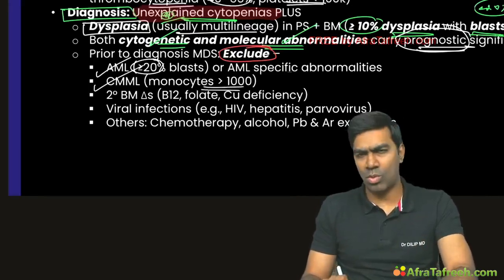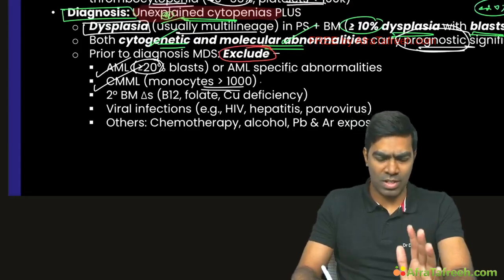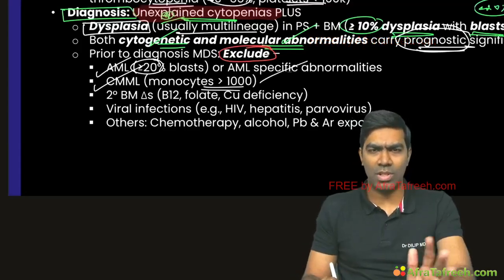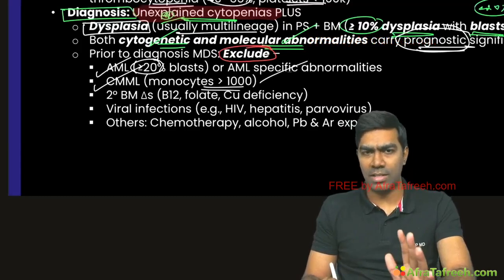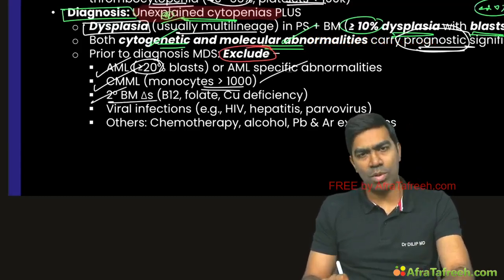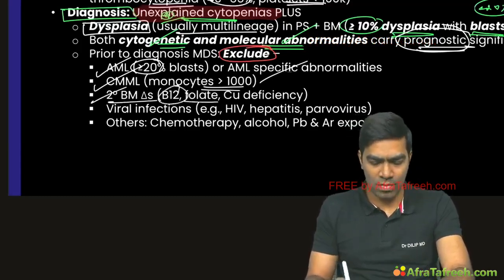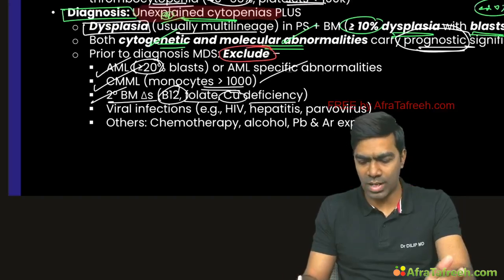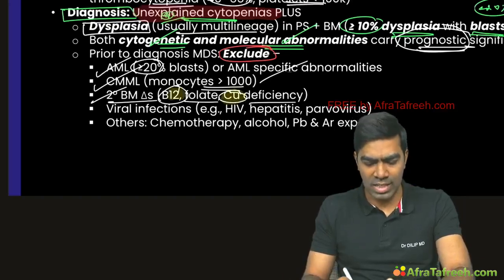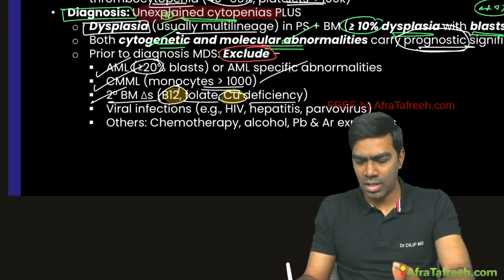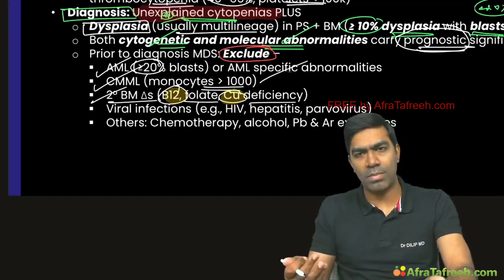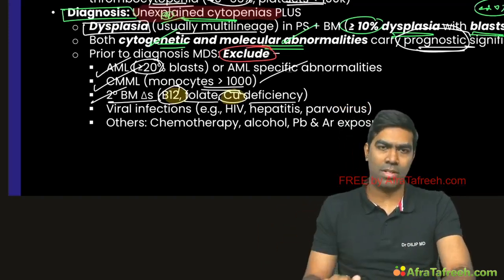So in exam, the clue will be monocytes more than 1000 with dysplastic changes. Monocytes more than 1000 in the peripheral blood with dysplastic changes. And I have to rule out some secondary bone marrow changes due to B12 deficiency, folate deficiency, and copper deficiency. I told you so many times that copper deficiency can exactly mimic B12 deficiency in the hematologic presentation as well as in the neurologic presentation.